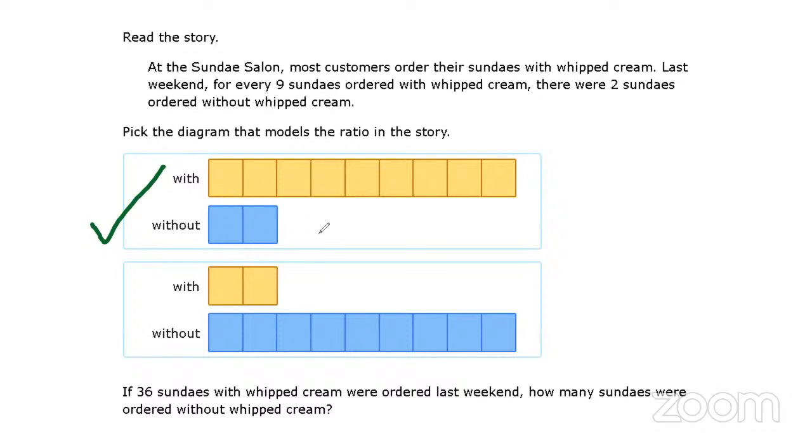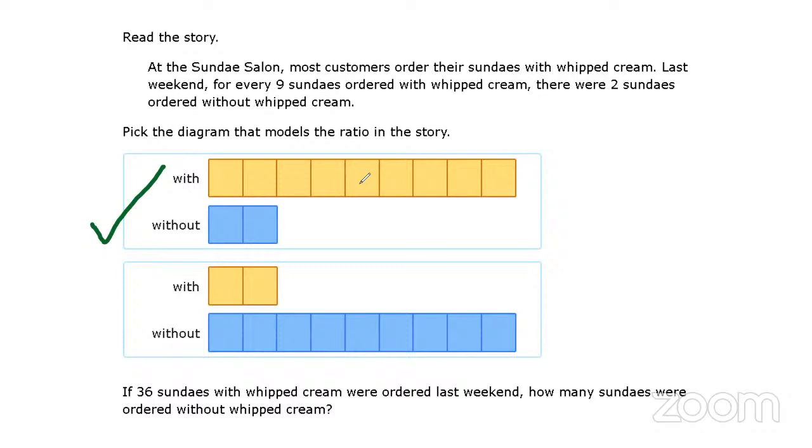All right, so we know that this is represented. What would this ratio look like, with to without whipped cream? Go ahead and show that in the chat. How would that ratio look? What would that ratio be? With whipped cream to without whipped cream. I want us to start with that. So go ahead and tell me, what would that relationship look like?